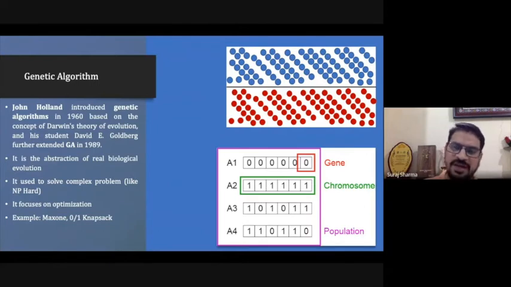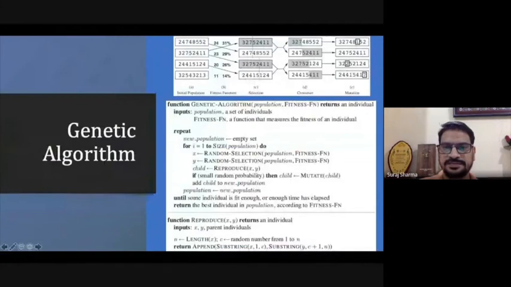So in that way we are going to refine our solution. After refining the solution, after some time we'll get some optimal solution. That is the idea behind the genetic algorithm. Now let's go further into the genetic algorithm and try to understand its algorithm.